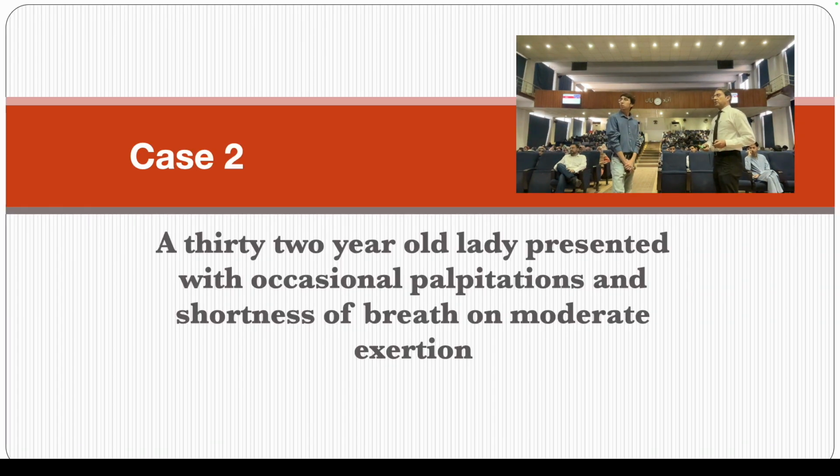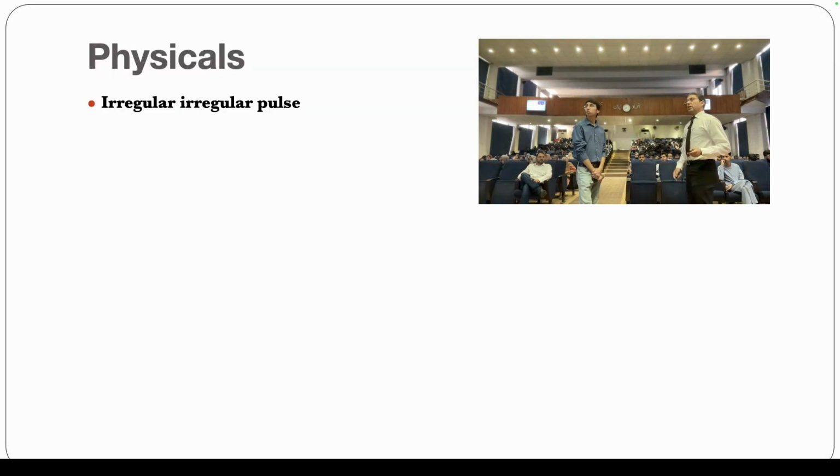Then another case, a 32-year-old lady presented with occasional palpitations and shortness of breath on moderate exertion. You see, it's in the late 20s and early 30s the patient presents clinically with symptoms. Physical examination, she had an irregularly irregular pulse. It means LA is large now. No A wave in JVP.